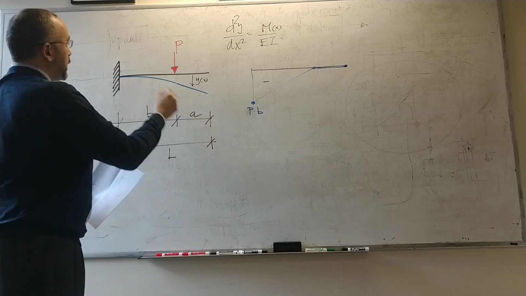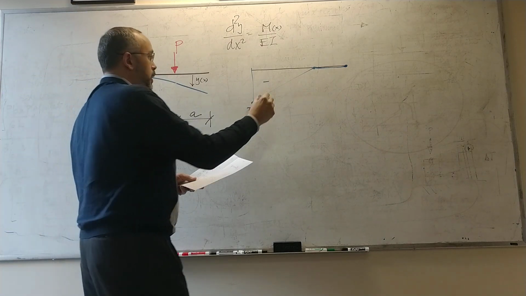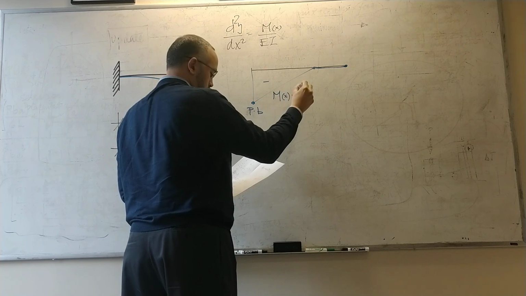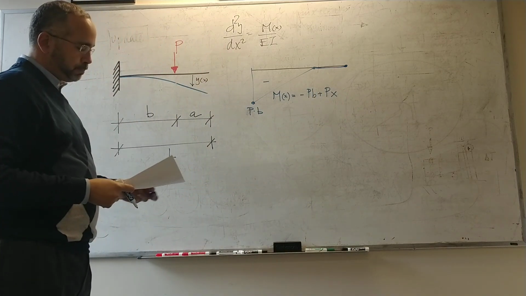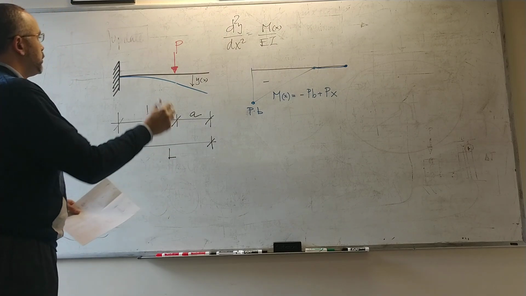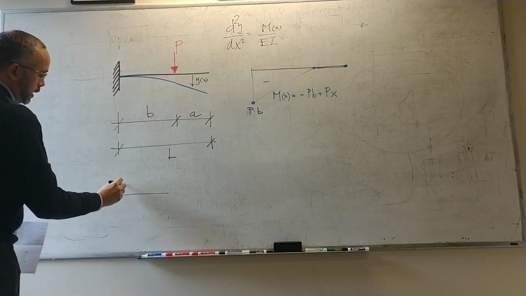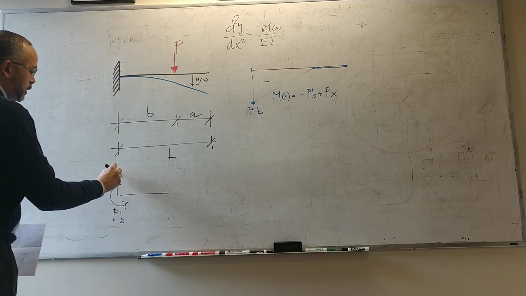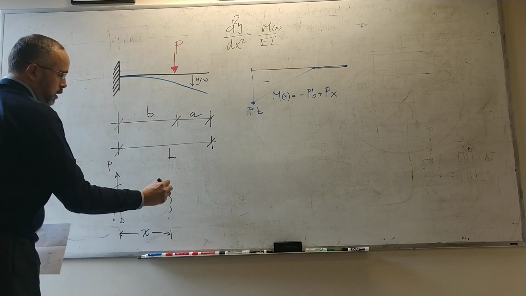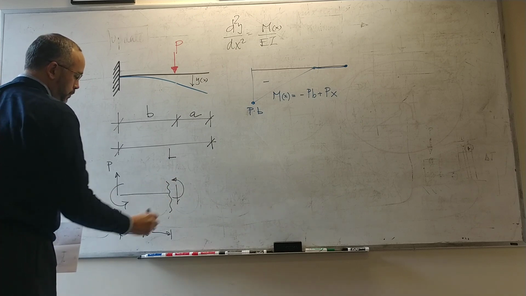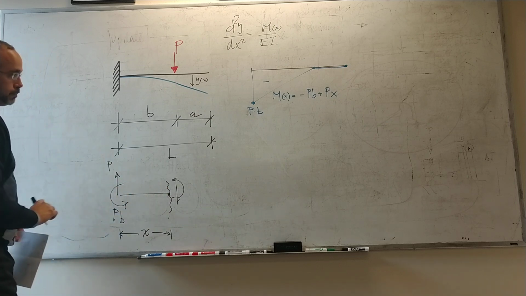You can verify it yourself, just make a cut right here and compute the moment equation, which will be this: M as a function of x equals minus Pb plus P times x. If you make the cut right here, you find that there is a moment here, P times b, and there is a force equal to P, and the distance to the cut is x. So the shear and the moment, you do sum of moments here, you find P times x minus Pb, which is this.